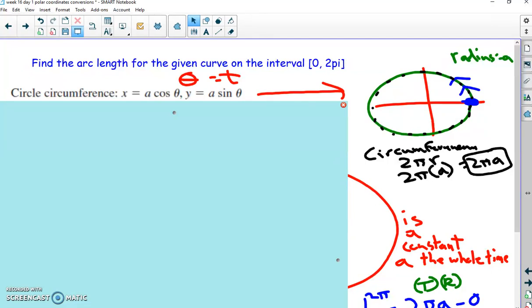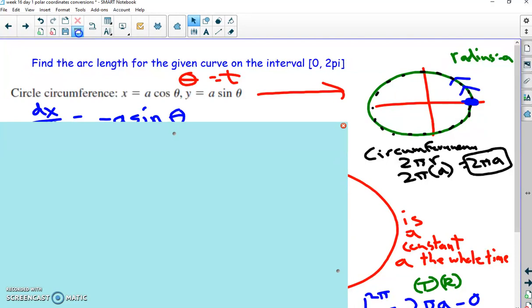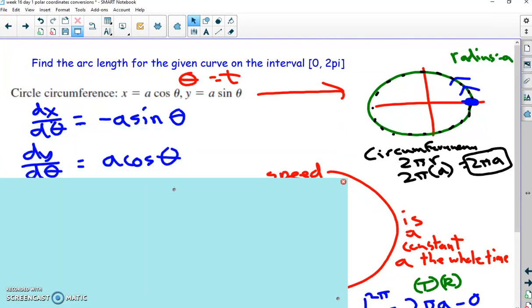So we can do this based off the arc length formula. I know the answer is 2 pi a, but let's get that using the formula. So what's dx dt and what's dy dt? Or in this case, what's dx d theta and dy d theta? Go, out loud. Tell me. Yep. And then I get to plug those into the speed formula into arc length.